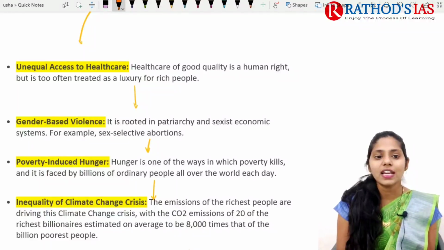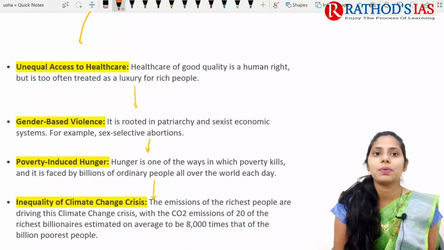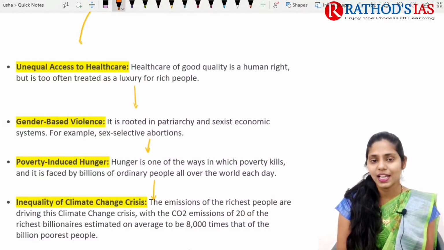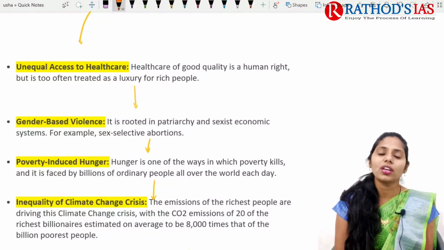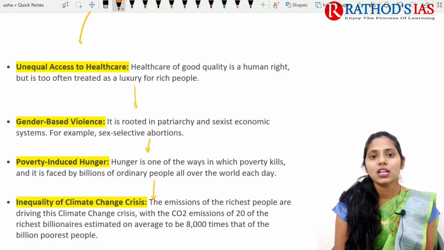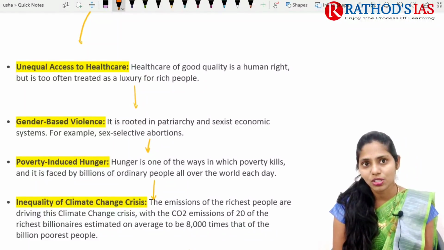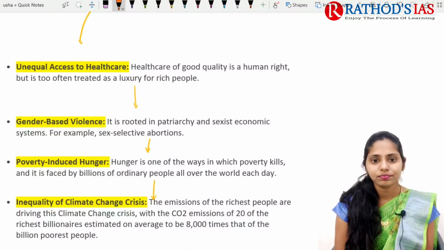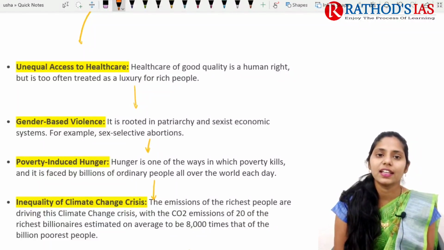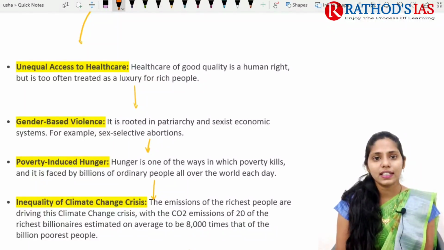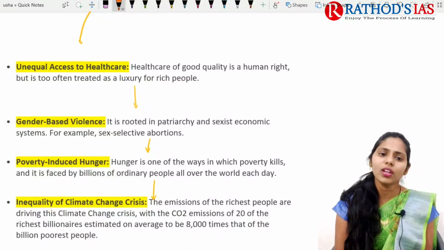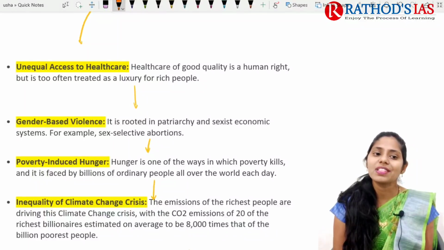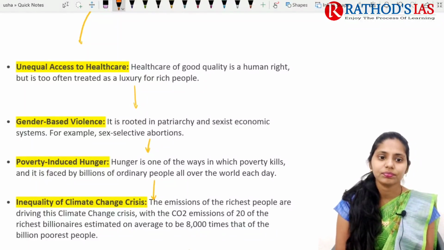And also we can see there is unequal access to healthcare. Rich people have money, right? So they will go to multi-specialty hospitals for treatment. Poor people do not have sufficient money to access multi-specialty hospitals, so they will go to government hospitals. So because of this, what happened? Quality of life. Okay, you know that healthcare is of good quality and is like a human right. So inequality also has an impact on unequal access to healthcare.